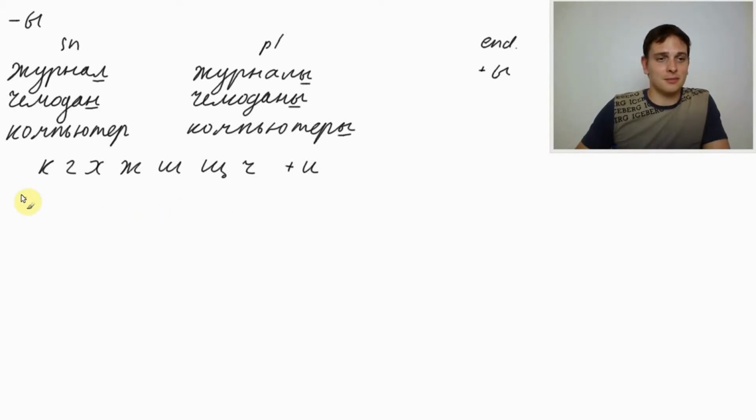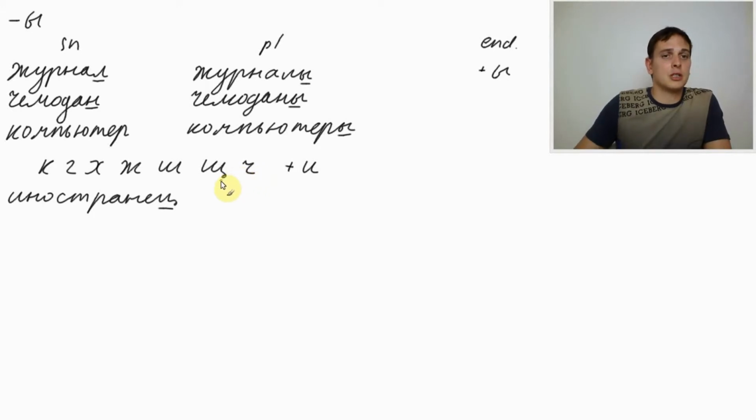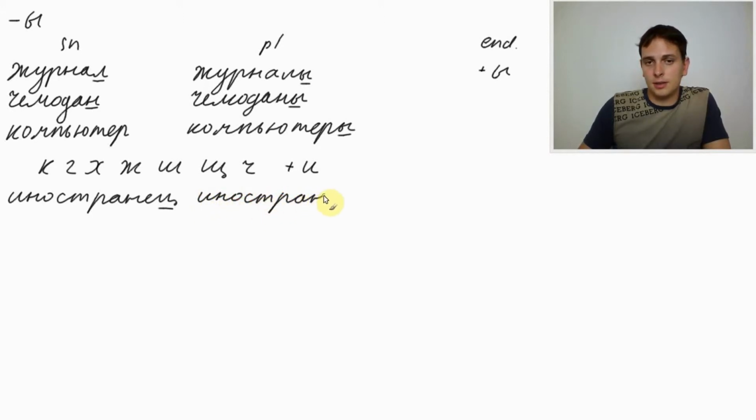Let's take a last word. It will be new for you. Иностранец. Иностранец is foreigner. So, ц is a hard consonant. Is it one of those consonants? No. Then to create a plural out of иностранец, we just need to end it with "ы". Иностранцы. И, но, с, т, ра, н, цы. And we got foreigners by ending with "ы".